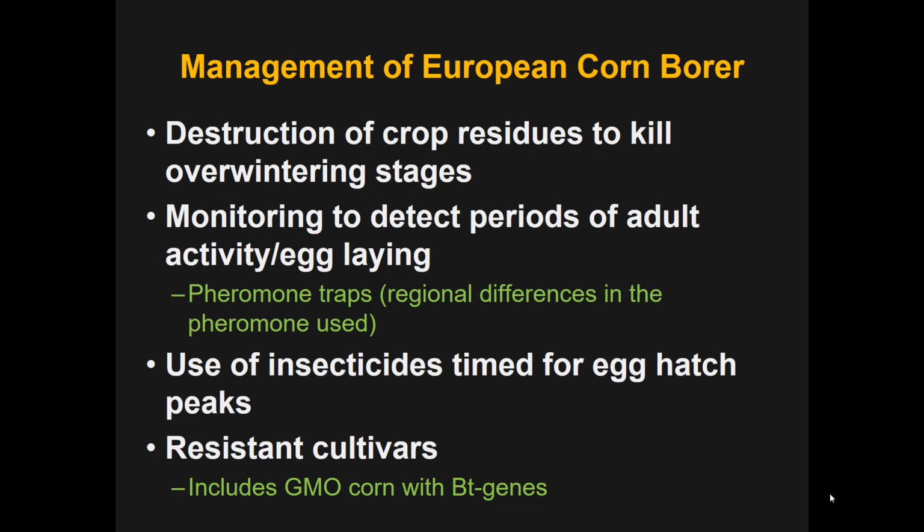Use of insecticides, time for egg hatch peaks, because again, these are insects that you will not be able to get once they're in the plant. So timing is everything. And there are some resistant cultivars.